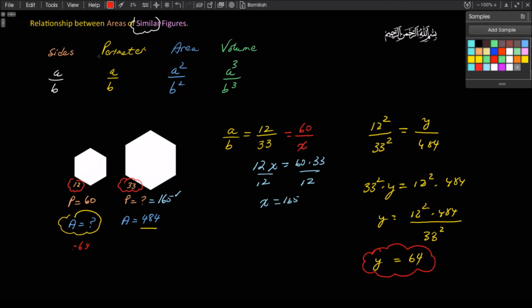So in summary, today we learned the relationship between areas of similar figures. If two figures are similar, their proportionality is a over b, then their perimeters are similarly proportional, a over b. But their areas will be proportional to the squares, a squared over b squared. And if they were three-dimensional figures such as cubes, then their volumes will be proportional to a cubed over b cubed. So if you know the proportionality of the sides, you know a lot about the perimeters, areas, and the volumes. I hope you enjoy this.